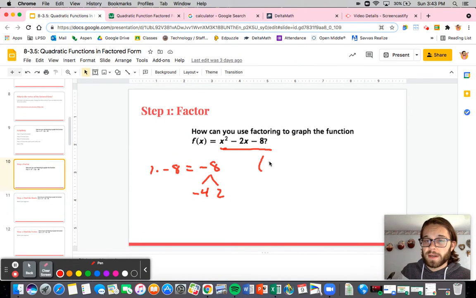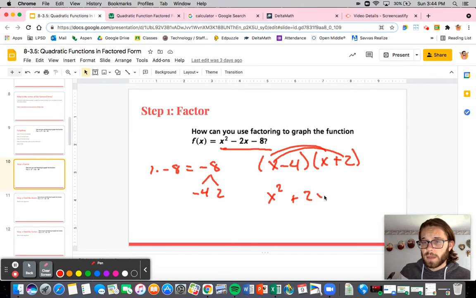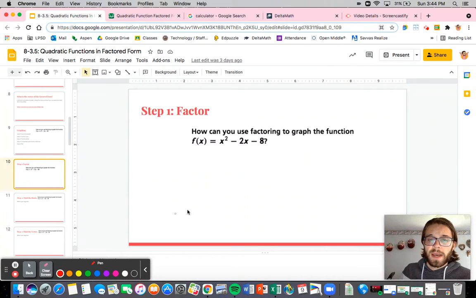So that right there factors into x minus 4, x plus 2. And just to confirm, if you multiplied it out, x times x is x squared, x times 2 is 2x, negative 4 times x is negative 4x, negative 4 times 2 is negative 8, and that'll simplify exactly to that. So after you factor it, you get x minus 4, x plus 2.